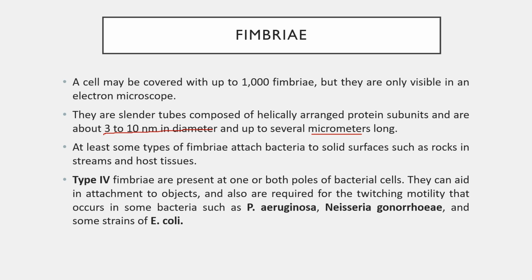Alright. Then type 4 fimbriae could be present at one or even at both poles of the bacterial cell, and they also help in the attachment of the bacteria to different objects, and this is required for the twitching motility that occurs in some bacteria. So these type 4 fimbriae are found in some bacteria like Pseudomonas aeruginosa, Neisseria gonorrhea, and some strains of E. coli also have this.